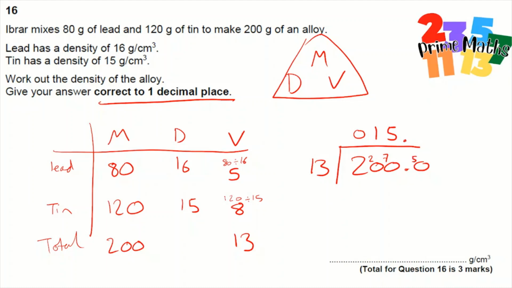13 into 50 goes 3 times, and whether it's 0.3 or 0.4, we need that extra decimal place. We know 3 13s is 39, so it was 11 left over, and 13 into 110 goes 8 times, and we don't care about the leftover. So the answer is 15.4 grams per centimetre cubed.